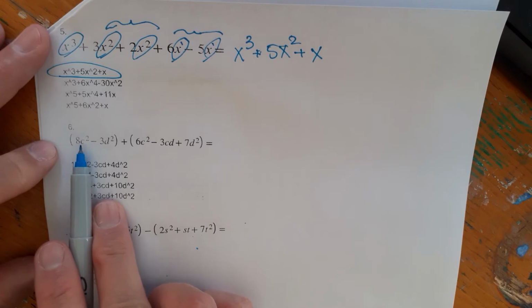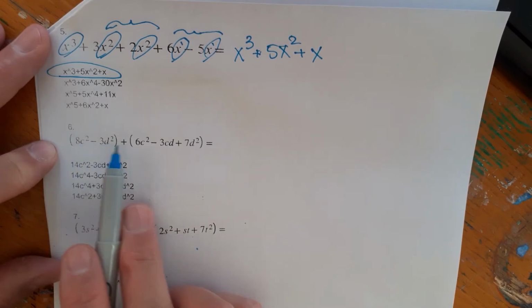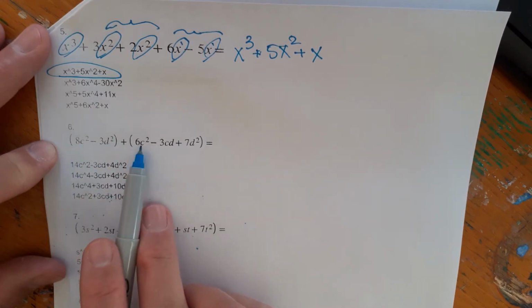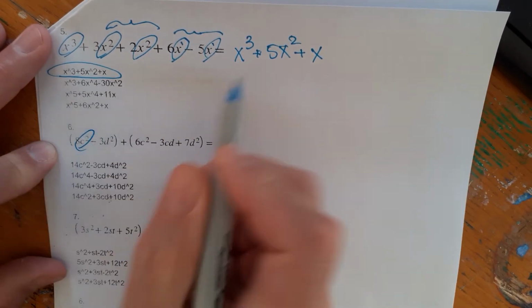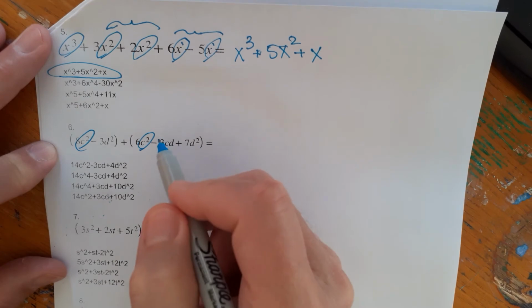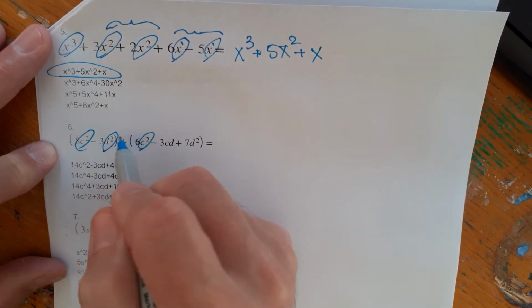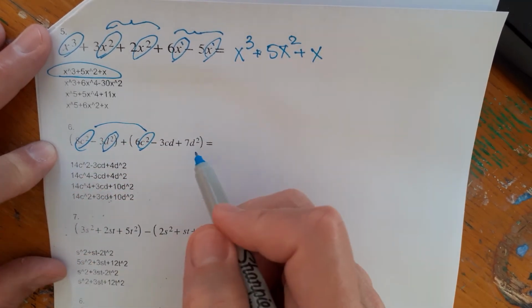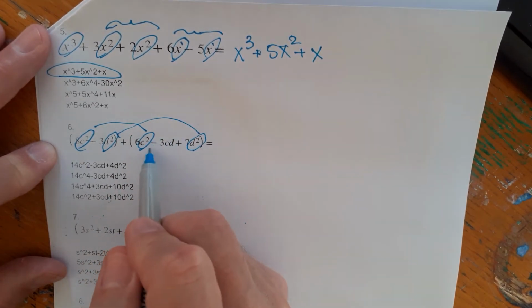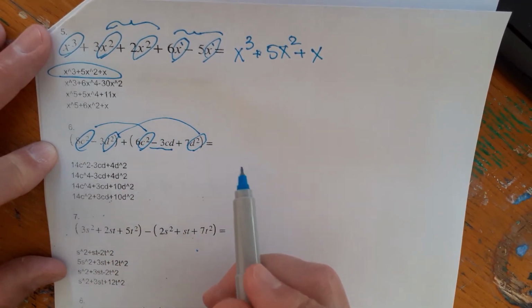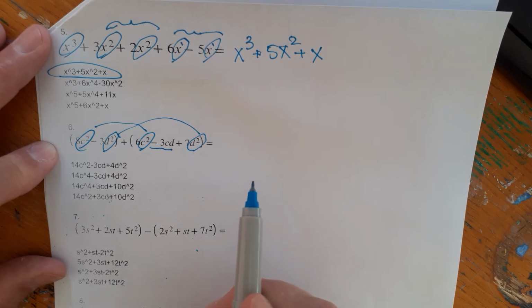Sometimes I like to use different variables. This has a c, a d, a cd, a c squared, and a c squared. Those are like terms. I see a d squared here, right? So these, let's connect those. I see a d squared here. These connect. And then there's only one set of 3 CDs, right? That's going to stand alone in this whole thing.